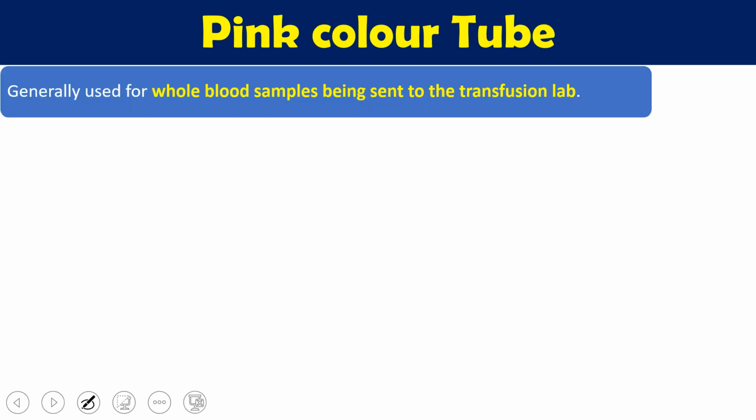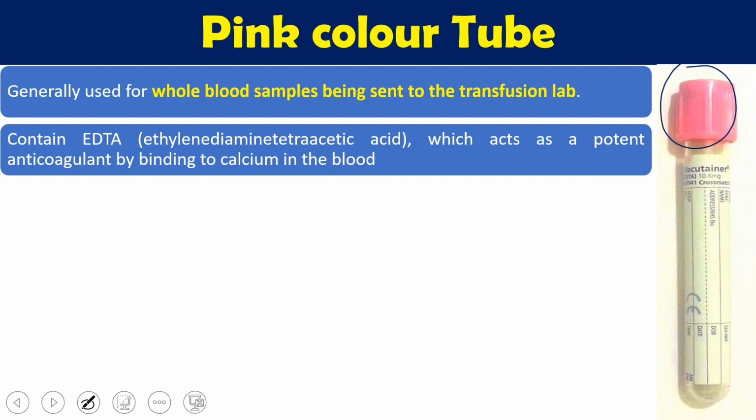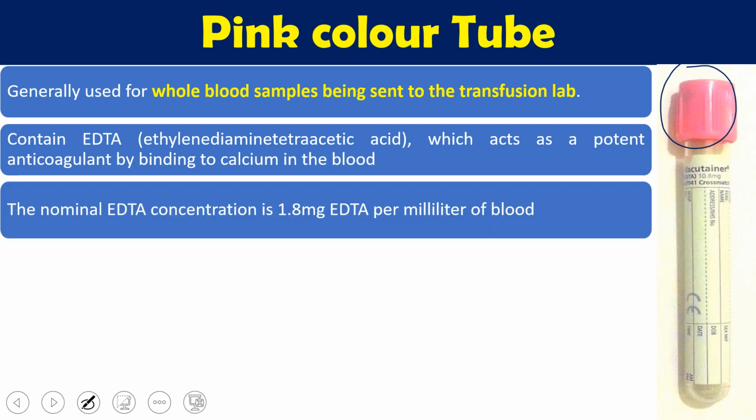Now the second tube which we are going to use is the pink color bottle. This pink color bottle is generally used for those tests where a whole blood sample is being sent, especially for the transfusion labs. So this is the pink color. This also contains EDTA at the same 1.8 mg per ml of blood sample.